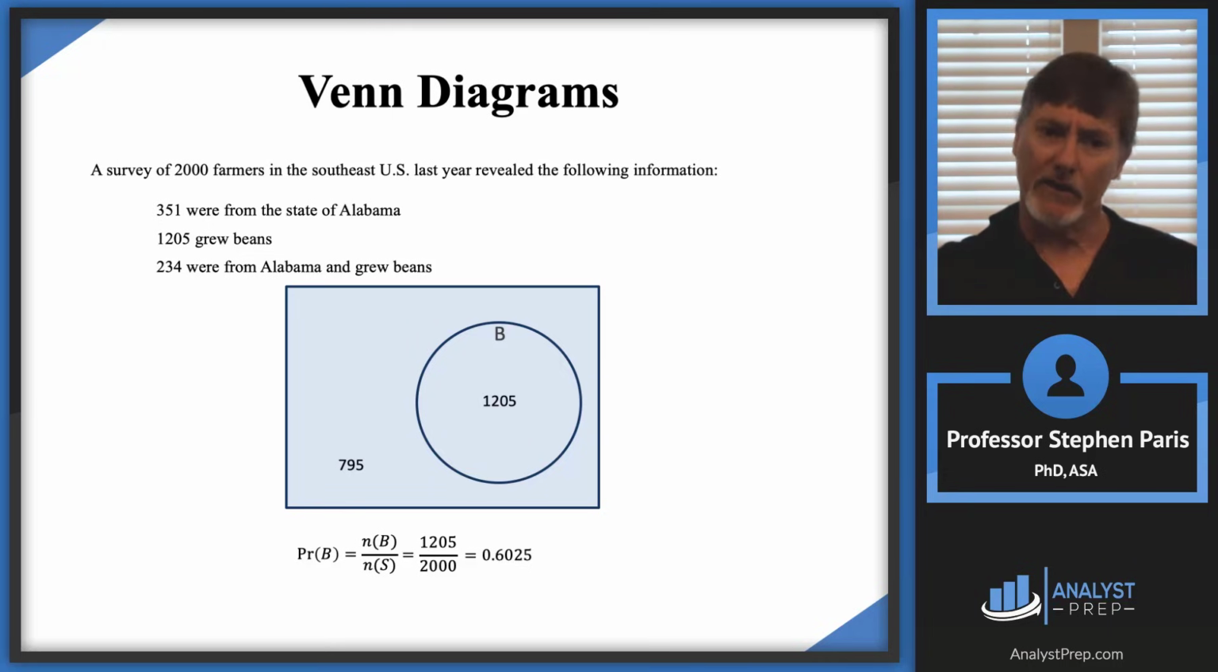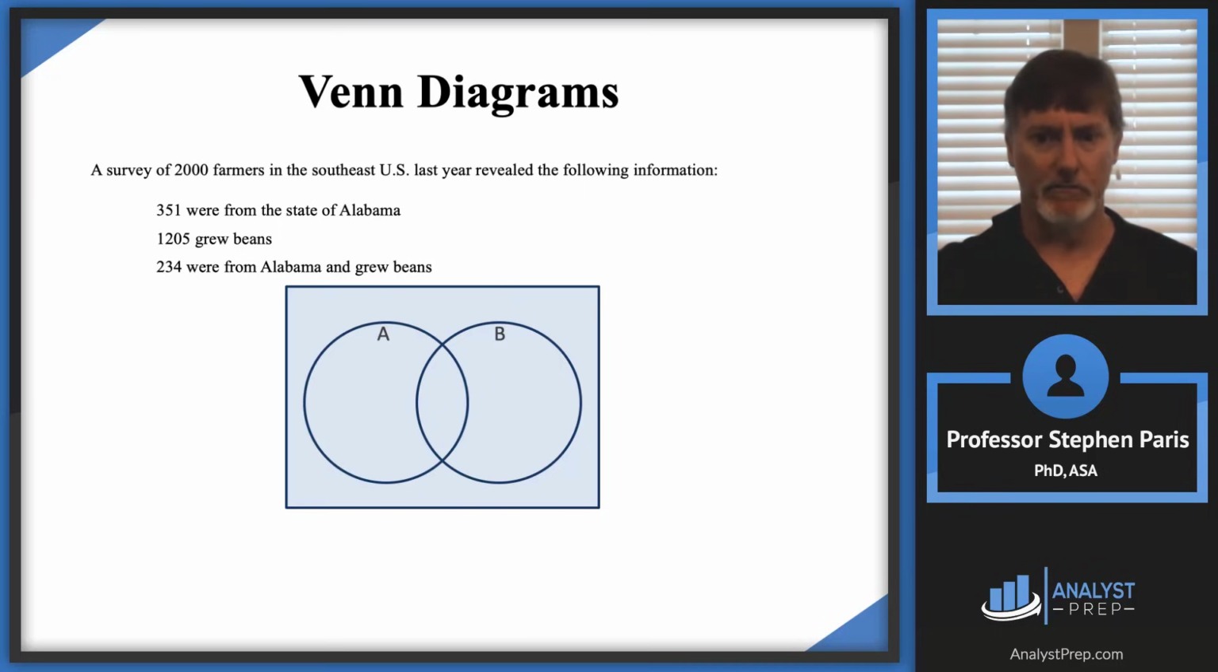Okay, but now in this problem, I've got both Alabama farmers and bean farmers. So to fill in the values in the regions of the Venn diagram, what we're going to do is start from the innermost intersection, and there's only one intersection of capital A and B here, but we start there and then work our way outside. So starting on the inside, I know that there are 234 farmers that were from Alabama and grew beans, so I would put 234 in the intersection of A and B.